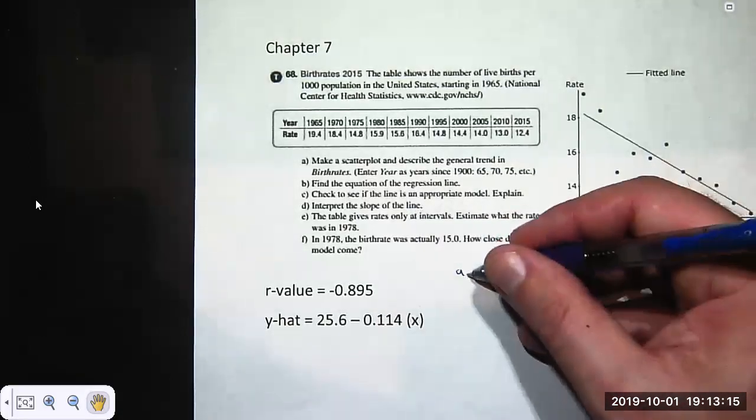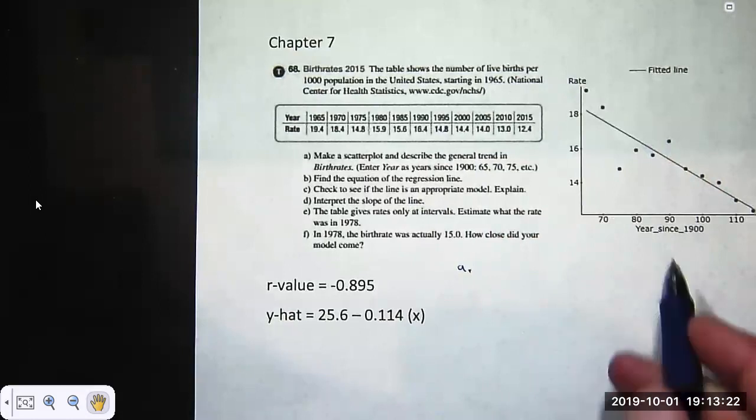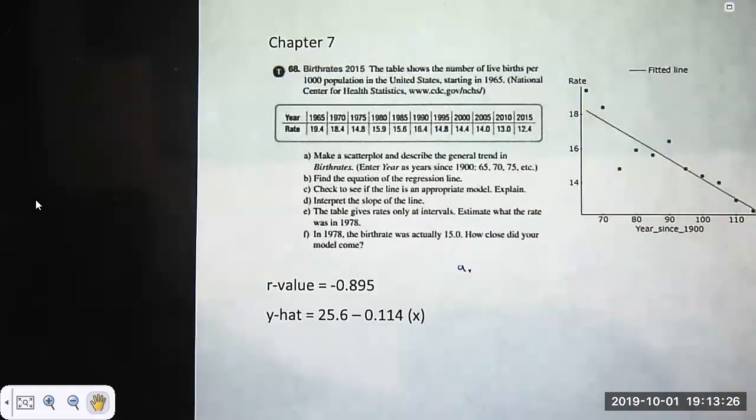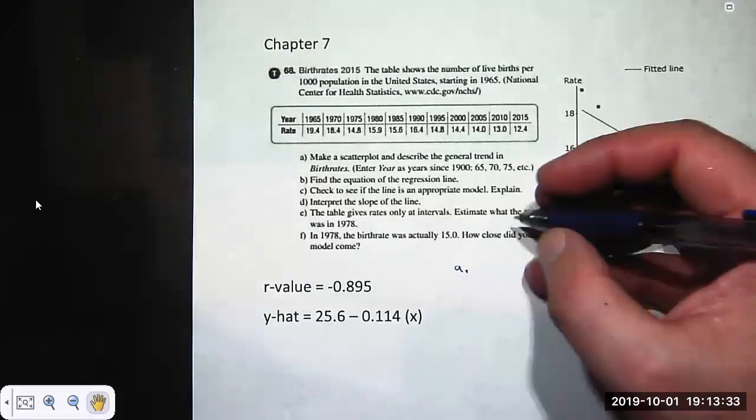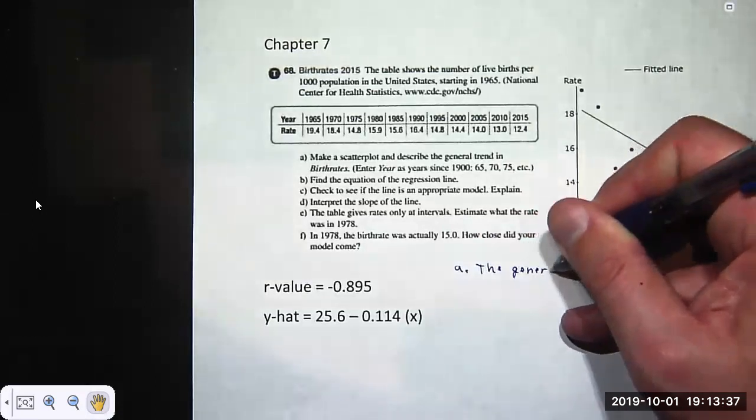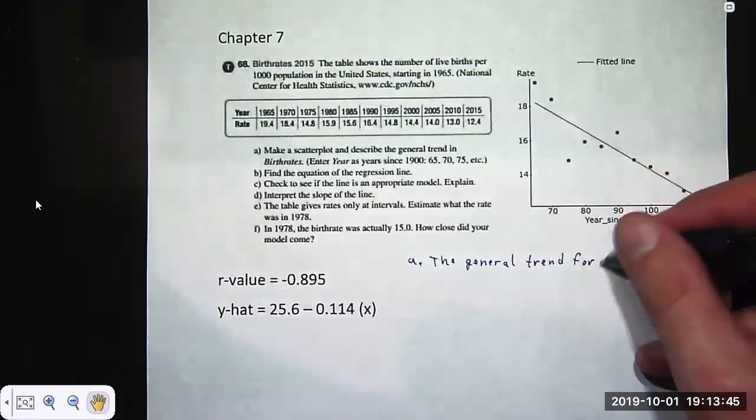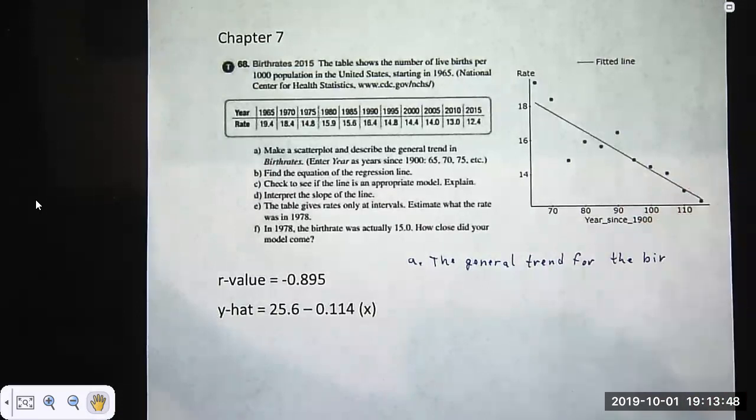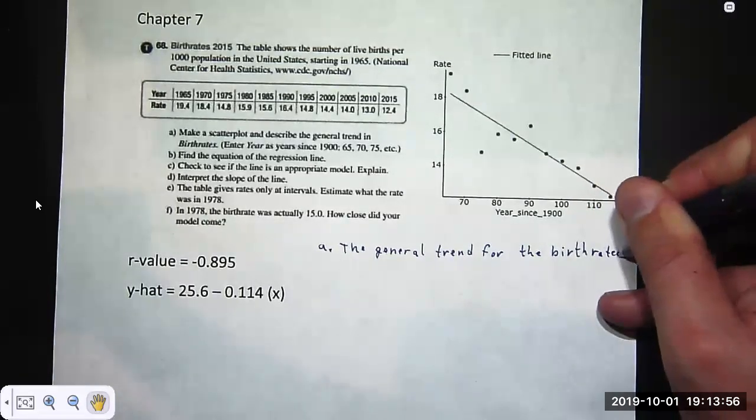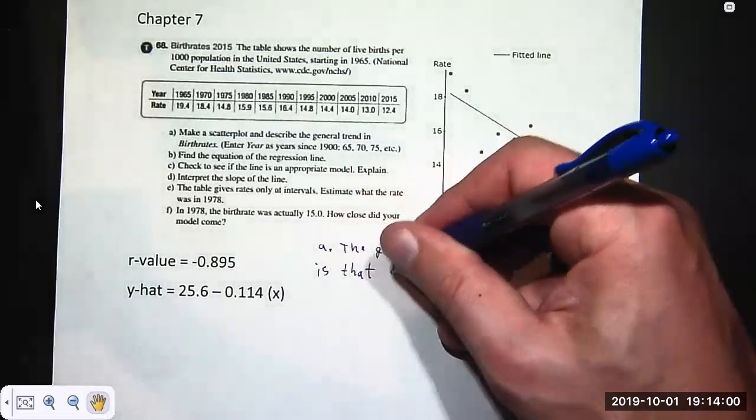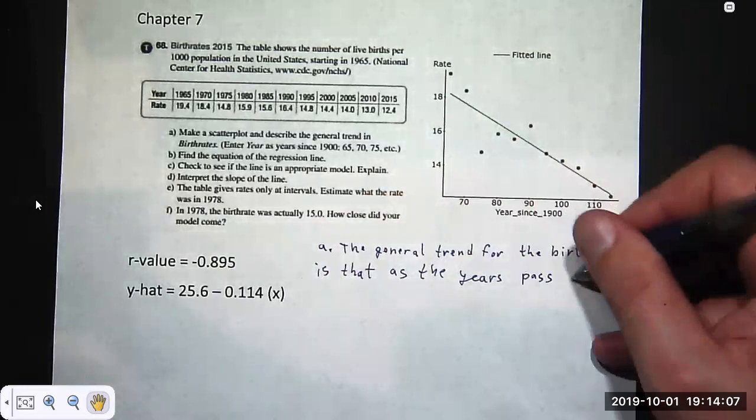So for A, it's linear, but then it's also, as the years progress, the birth rate goes down, is how I would say. And that just means it's negative. So the general trend for the birth rates, can you see that? Yeah, all right. Is that as the years pass, the birth rate goes down.